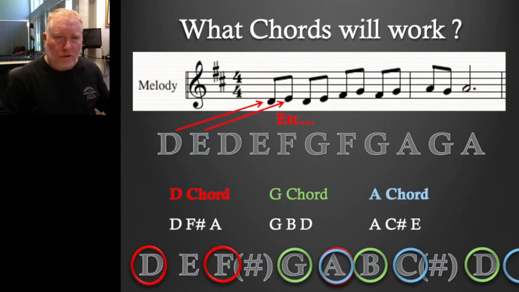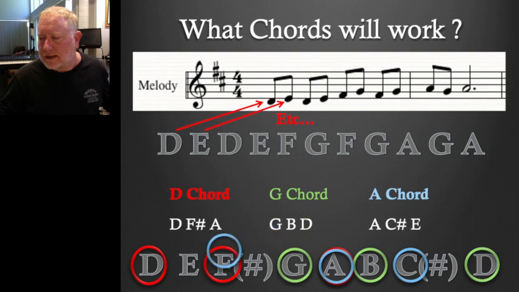Okay, so what chords could we play against that little melody? We've already worked out that we've got the chords D, F sharp and A; G, B, D; and A, C sharp and E, built on the scale of D major. And we're trying to work out which of these chords will work. So, how do we do it?